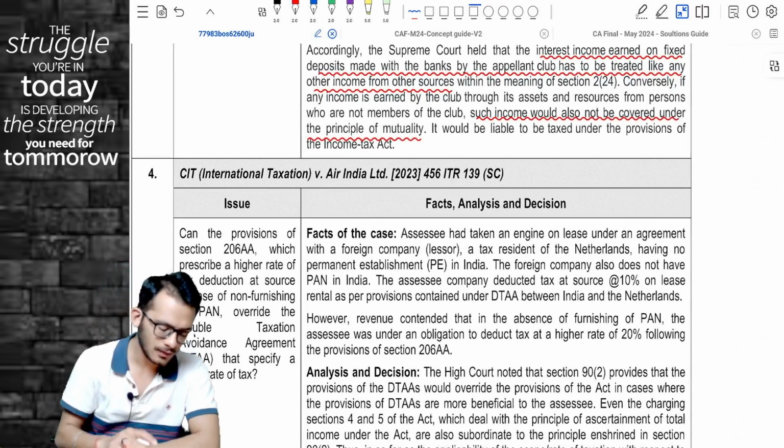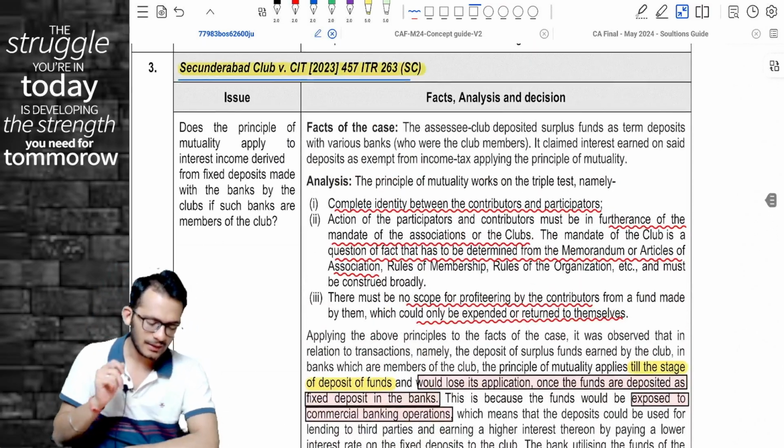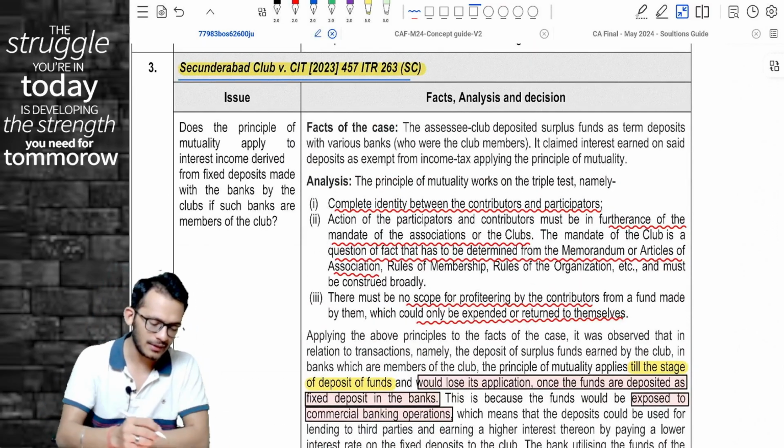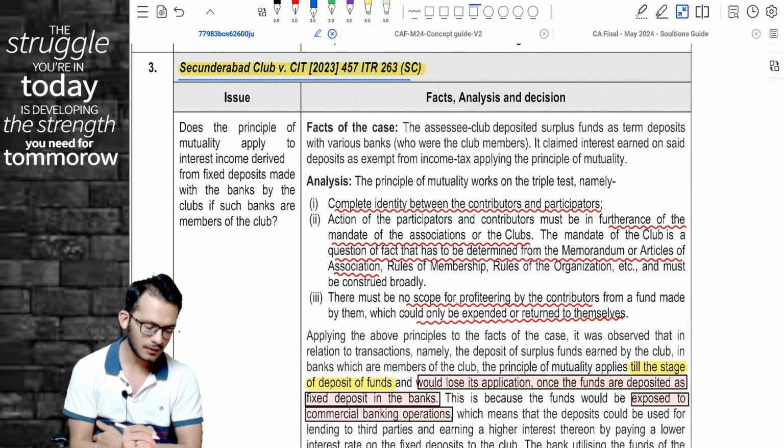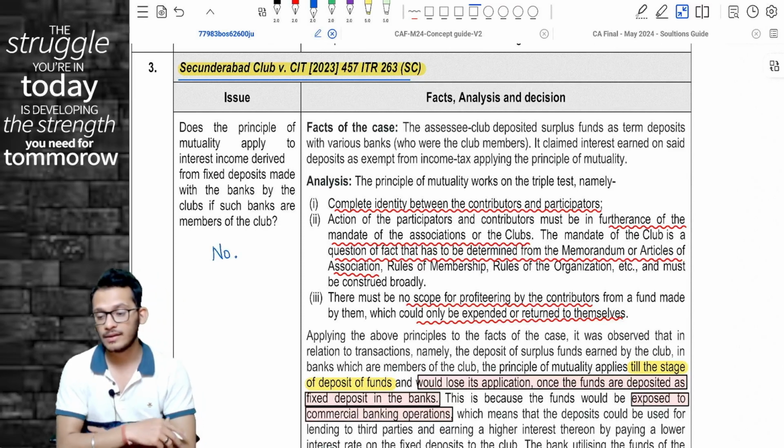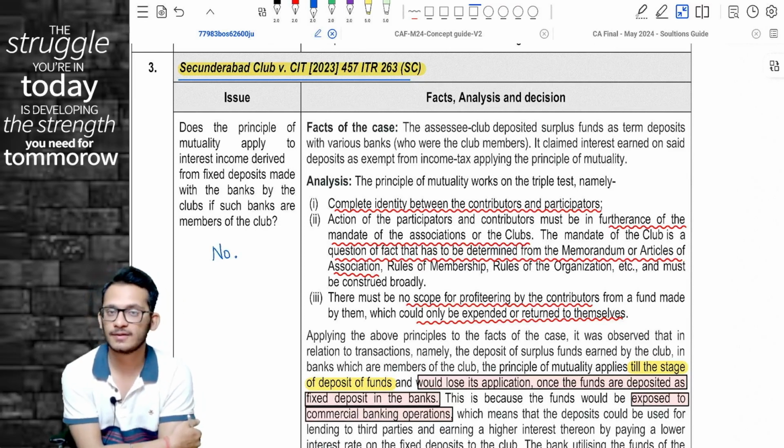Yes. So Rahul, what is the issue under consideration? Does the principle of mutuality apply to interest income earned on fixed deposits made with the banks by the clubs if such banks are members of the club? Answer is no. This will continue to be taxable as IFOS income.